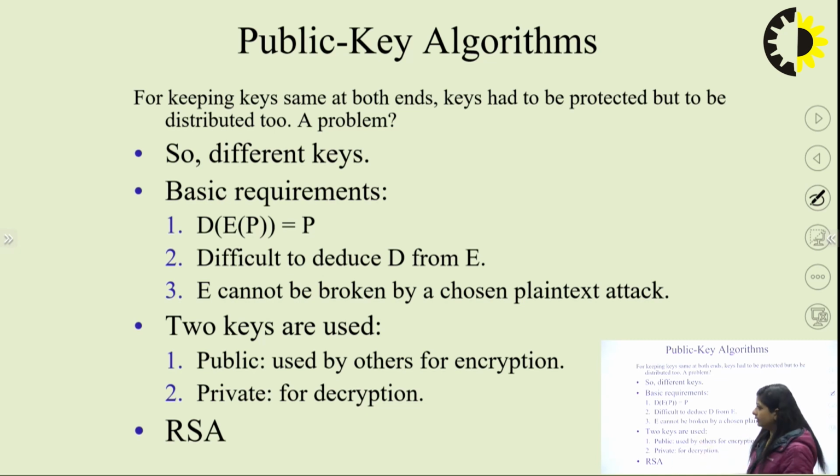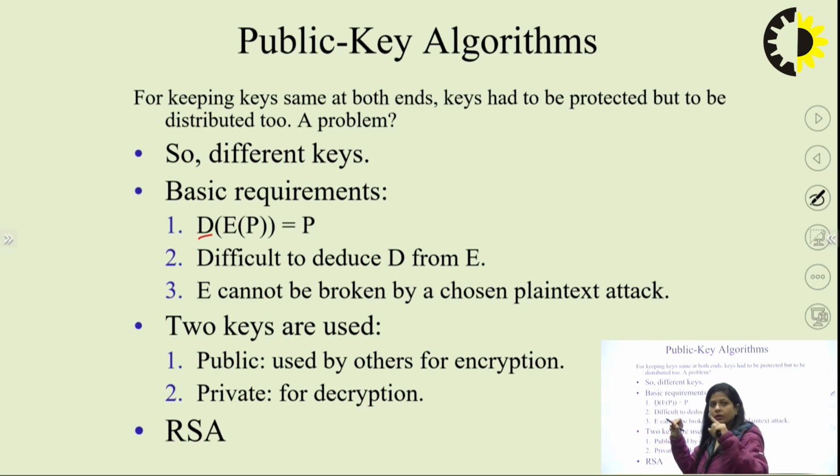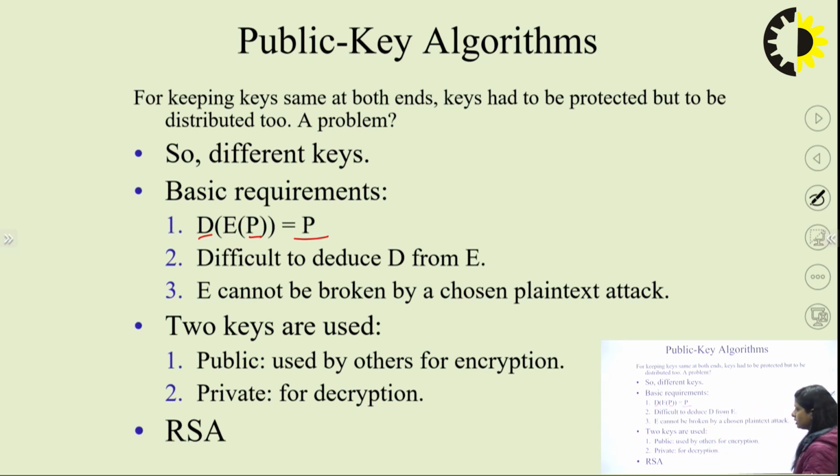So the different keys, what are the basic requirements? Decryption on encrypted plain text gives us the plain text back. It should be difficult to deduce D from E, and E cannot be broken by a chosen plain text attack. So two keys are used. One is public, used by others for encryption. Second is private, which is used for decryption. The very famous, important and popular algorithm we have here is RSA.